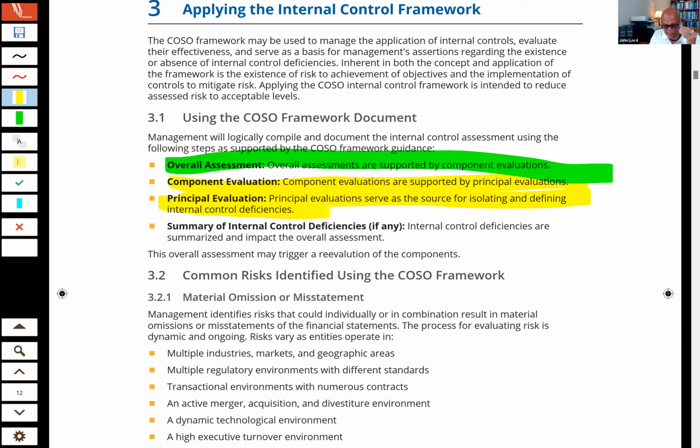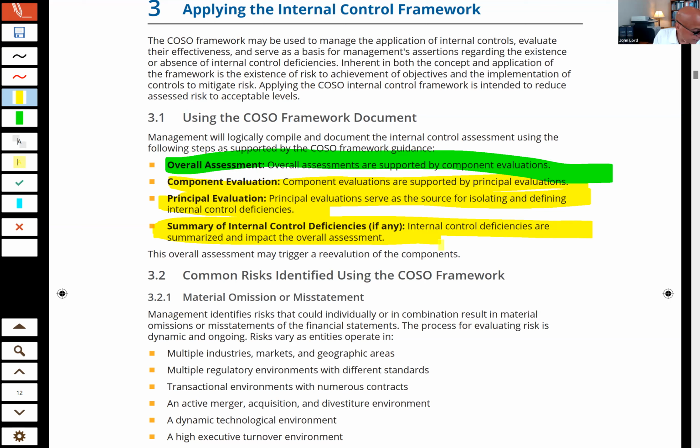And then again, if a particular principle isn't relevant to our situation, then we're still going to want to document why it isn't, so that we carefully consider each one of the principles. Then we would summarize the deficiencies, and of course we would want to address those.